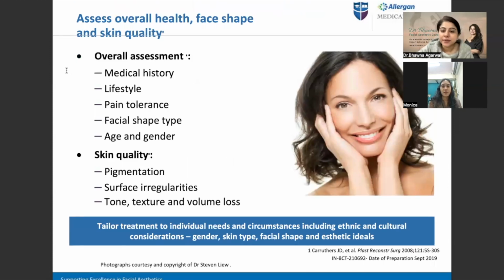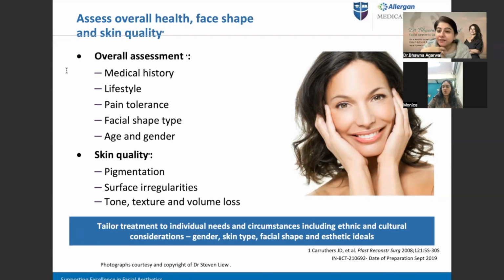Now then, besides facial assessment, you need to assess the medical. You have to have the medical history. You need to assess the skin quality and the facial shape also. So overall assessment will include a medical history. You have to know what medications they are taking, what ailments they have been suffering from, because that will somehow be impacting either the treatment or the treatment plan in future, right?